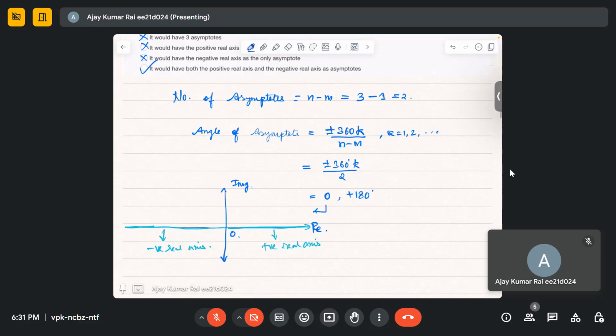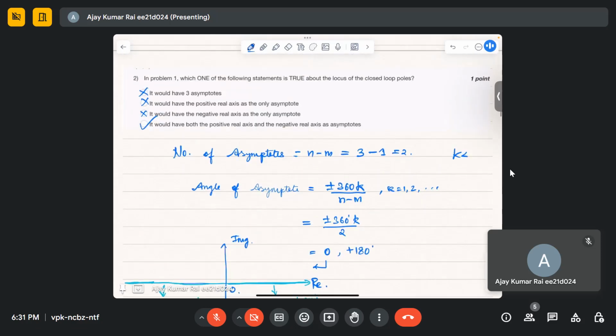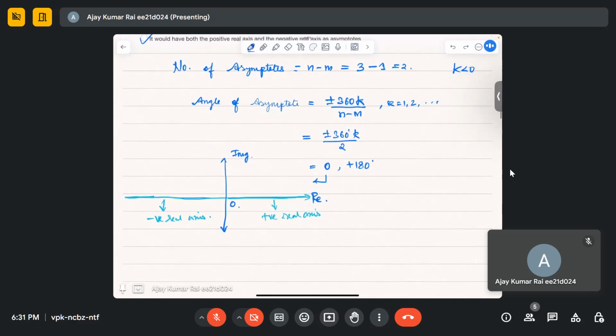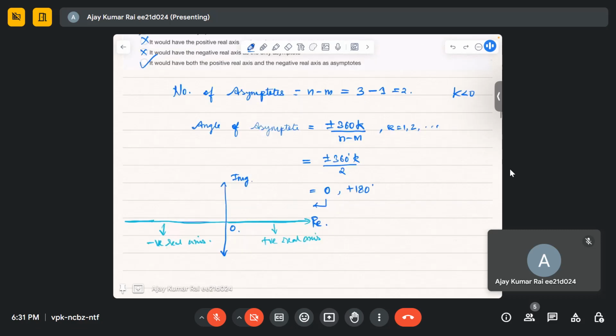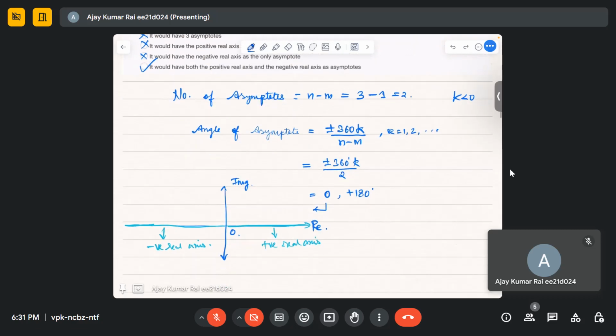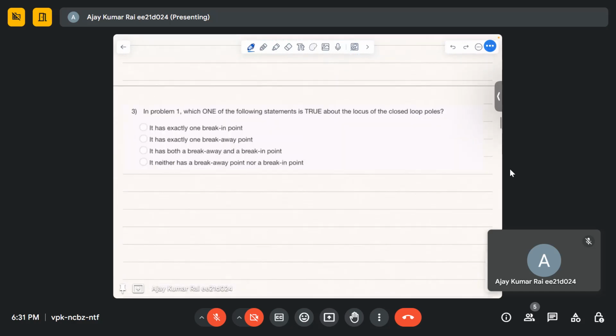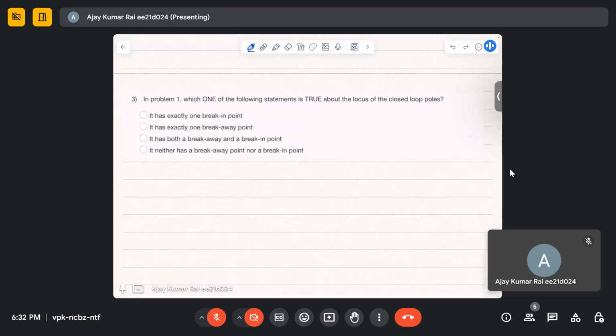Since k is less than 0, that's why we are following this formula for the angle of asymptote. So this is also very simple.